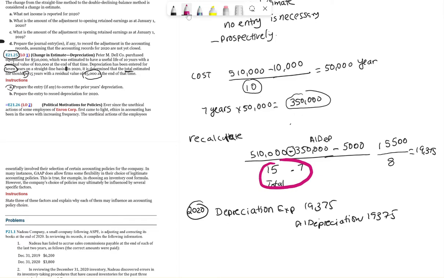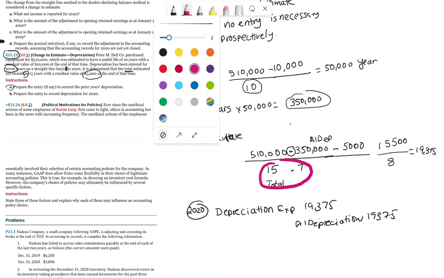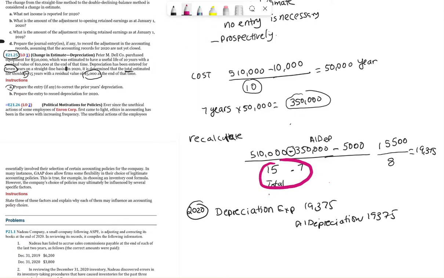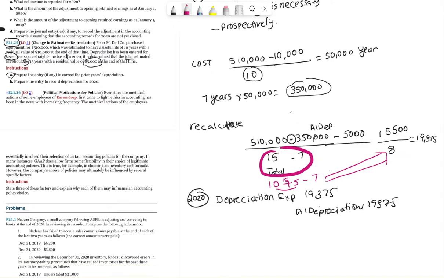The other way to calculate the 8 is that the original life was 10 years. They increase the life by 5, so the life is 15, minus the 7 that have gone by. That's how we got the 8. It doesn't matter which way you do it, you'll get the same answer.